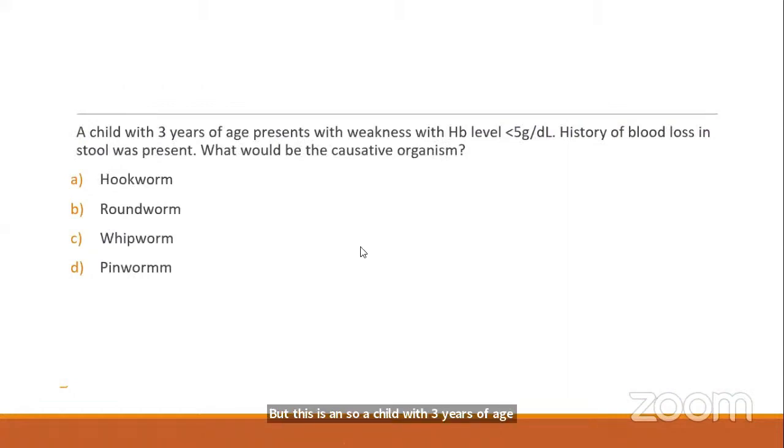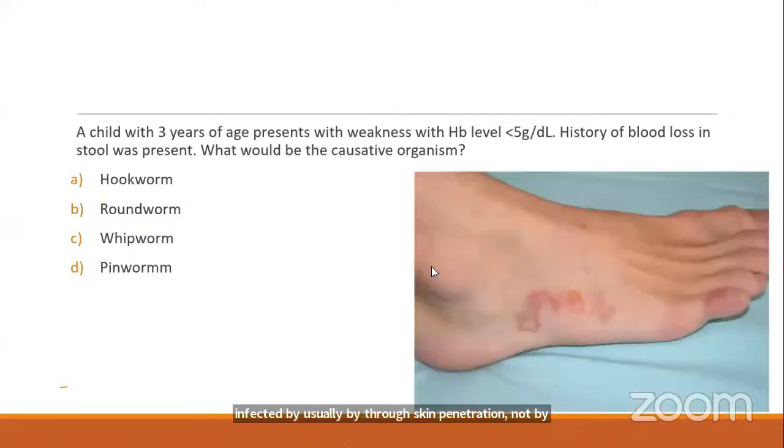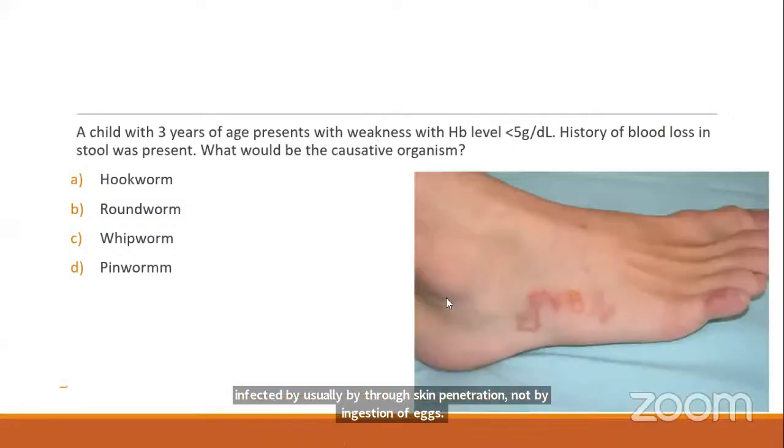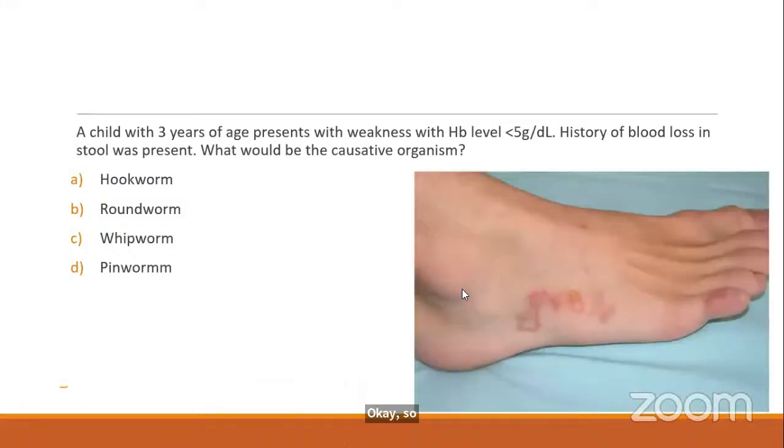So a child with 3 years of age presents with weakness and loss of blood. So what is the most probable causative agent? Yes, it is a hookworm infection. Remember, hookworm infection is usually acquired through skin penetration, not by ingestion of eggs. Okay. So these are the skin penetration sites where you can see lesions.